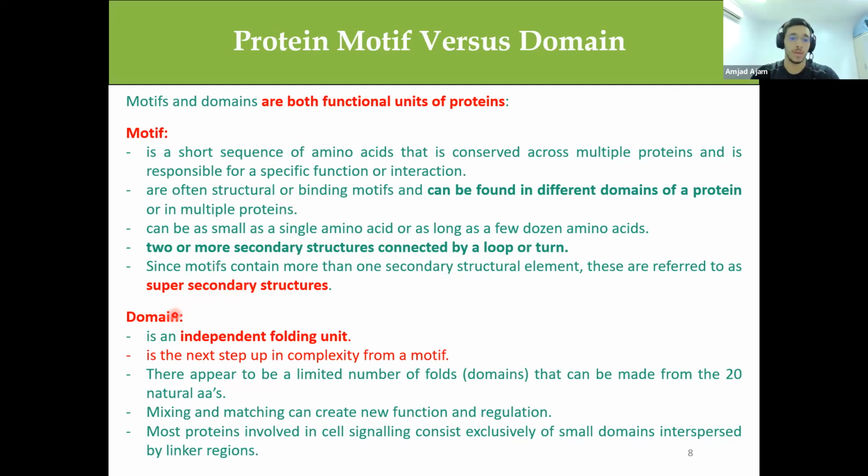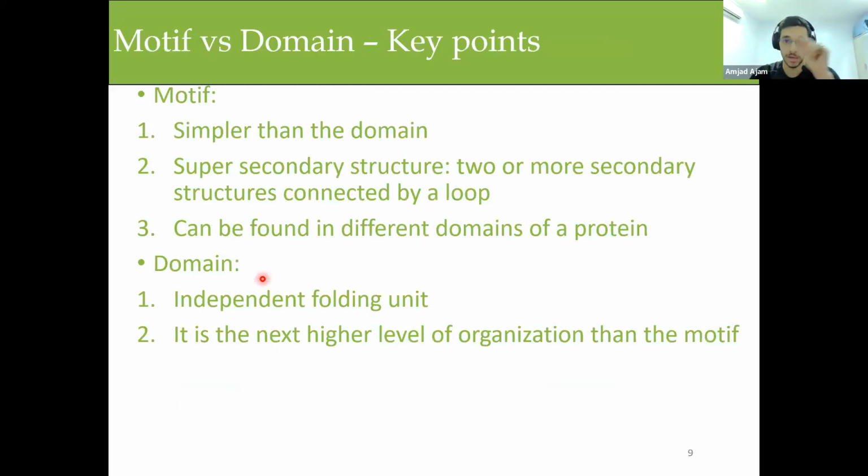That's for the motifs. The domain is an independent folding unit. It's more complex than a motif in terms of structure. So I highlighted the key points you have to know for the motif and for the domain. For the motif, it's simpler than the domain in terms of structure. They are considered a super secondary structure, and this is important because they have two or more secondary structures connected by a loop or a turn, and they can be found in different domains of a protein.